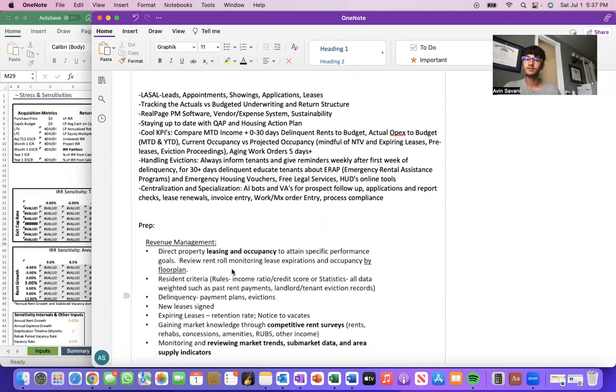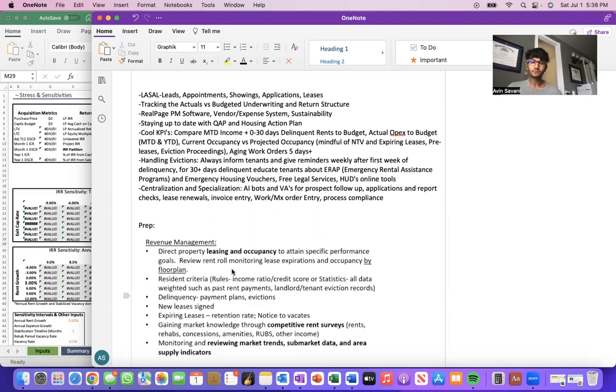But as they get 30 days delinquent, it's also beneficial to educate them about emergency rental plans. So obviously ERAP is a big program. You have emergency housing vouchers. You have free legal services if the property management team is planning to go through an eviction. Educating them also about HUD's online tools, so that they're well aware of how, if they aren't able to make their payment, they can at least stay within the facility as much as possible, right? So yeah, it's definitely a tough topic to have with your property management team, but it's always good to keep track, from 0 to 90-plus days delinquent, of where our tenants are at that are struggling the most.